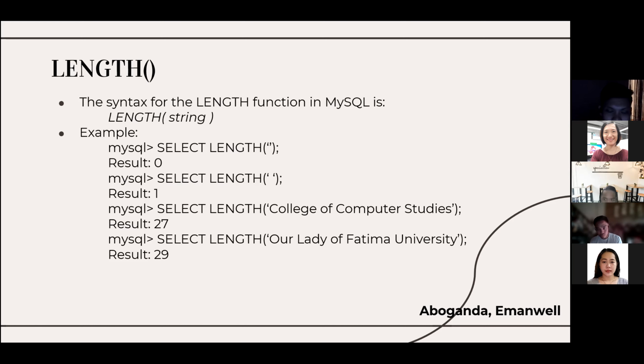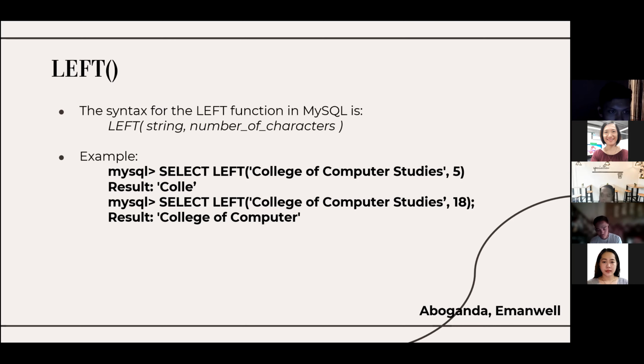Next slide. Left function is basically selecting only a number of characters you want from a string. In our example, we use select left CCS 5, meaning only the first 5 characters from the left, and then the result is CCS. Then the next example, select left College of Computer Studies 18, in College of Computer Studies.